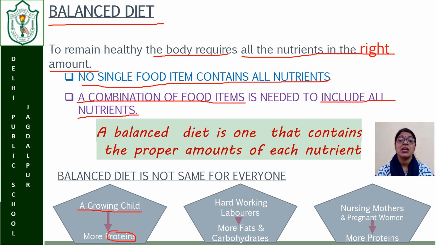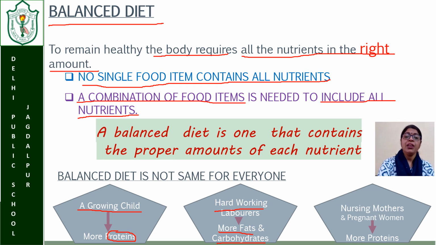But in the case of laborers, you might have seen when a building is built, many people are working as laborers. The rickshawalas, the heavy coolies, they are all called hard working laborers. So they need what? They need energy, because their work needs so much energy. So their balanced diet should include more fat and carbohydrates. Why? Because they are energy giving foods.